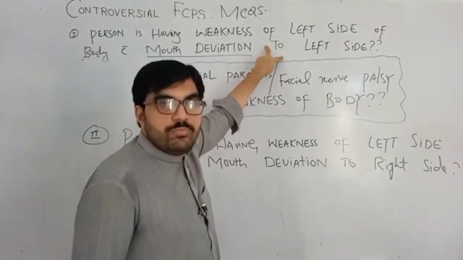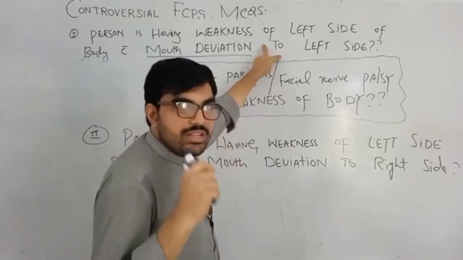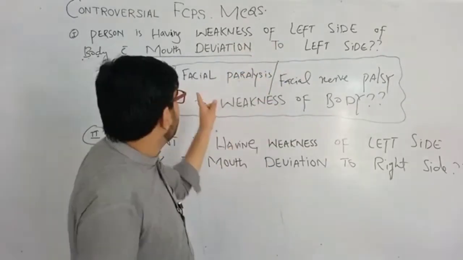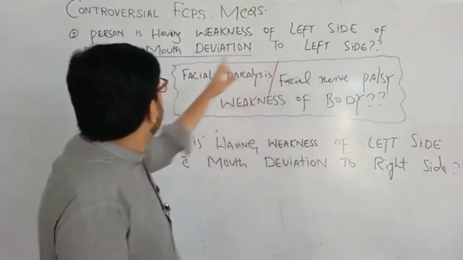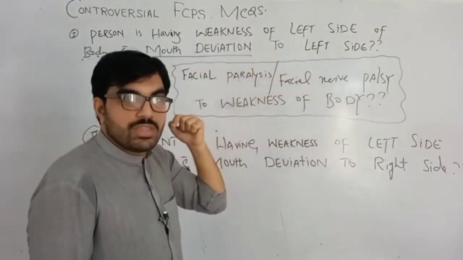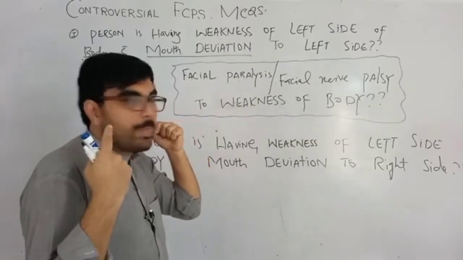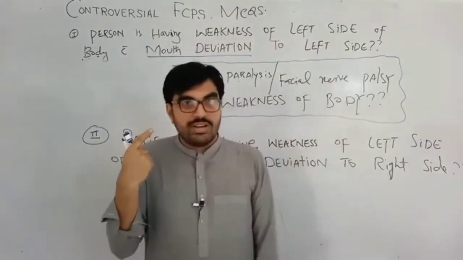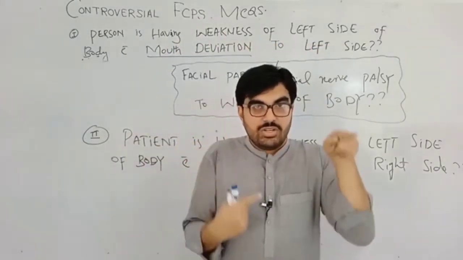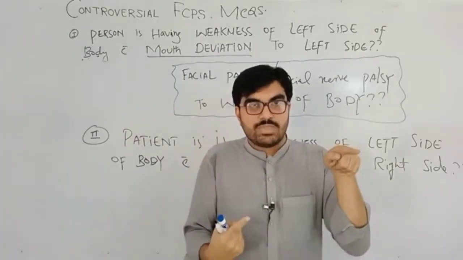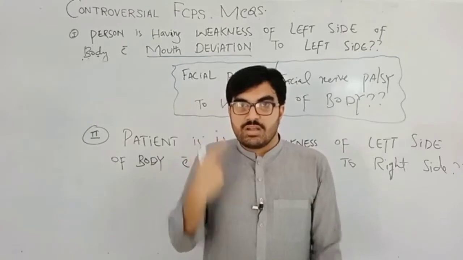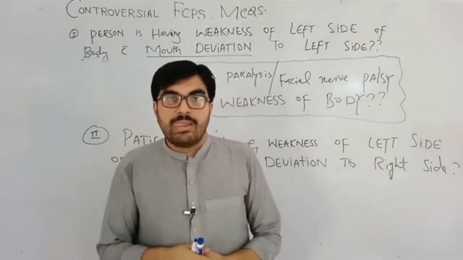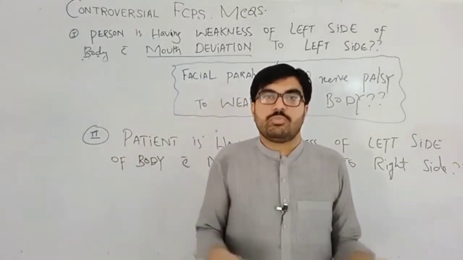We pick internal capsule, we pick MCA, we pick corticospinal tract, while the weakness of the body should be associated with the facial nerve paralysis. If a person has mouth deviation to the left side, that means his right facial nerve is paralyzed. With the right facial nerve paralyzed and weakness of the left side of the body, these two are contralateral. That is not ipsilateral. And if there is contralateral representation, you already know that that is a pontine stroke.